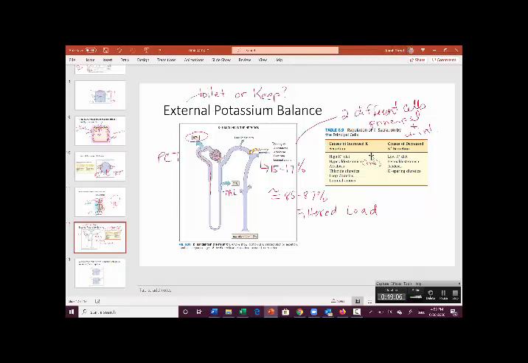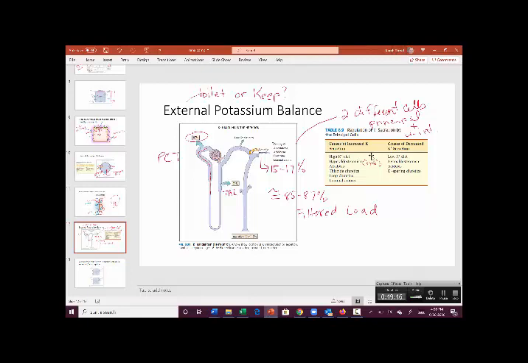Alkalosis. I just went through this. If you have alkalosis and you have shifting of hydrogen out of the cells, then potassium is going to go into the cells. And if we have more potassium going into the cells on the basolateral membrane, then we're going to have the potassium leaking right back out on the apical membrane and into the filtrate. So this is going to lead to more potassium loss on the apical side.